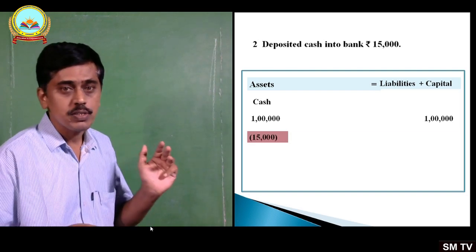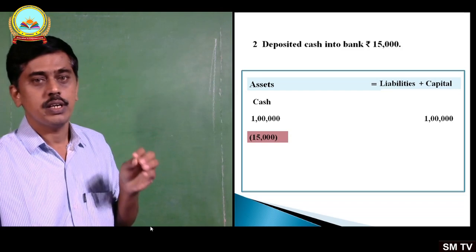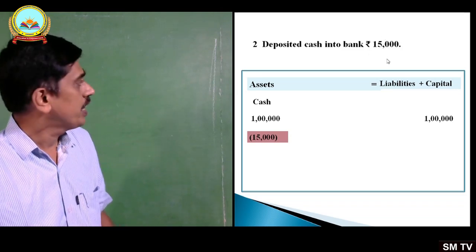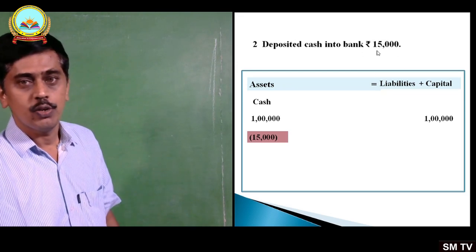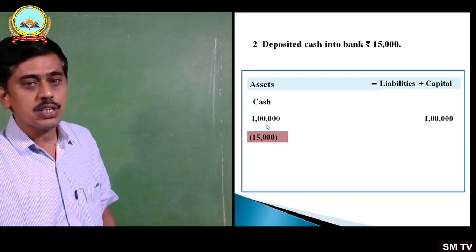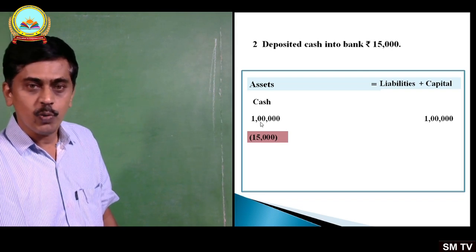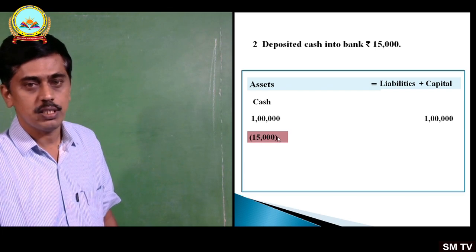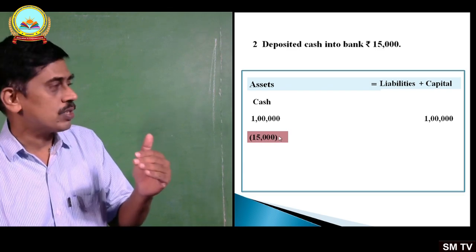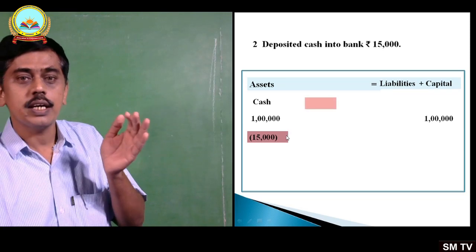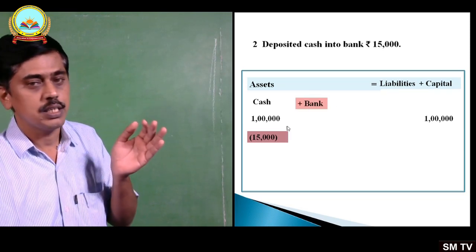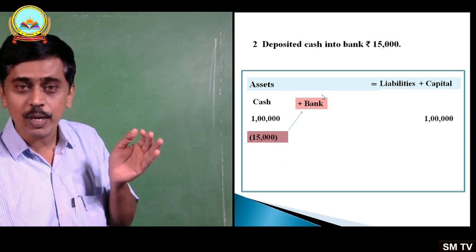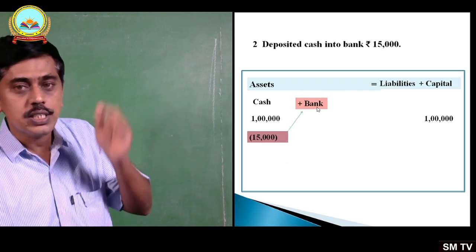Now what happens? He deposited cash into bank rupees 15,000. See, cash how much? 1 lakh. From 1 lakh he takes 15,000. What does he do with that 15,000? He deposits that cash into the bank. Cash at bank is also an asset.